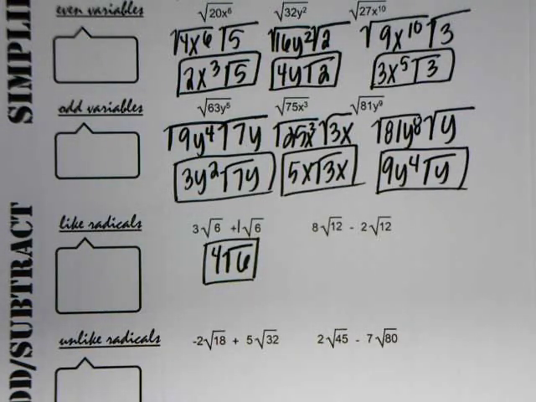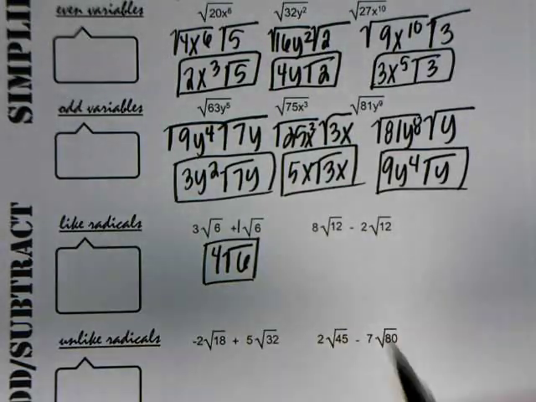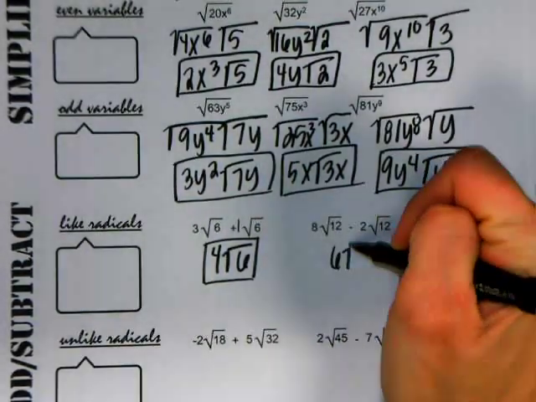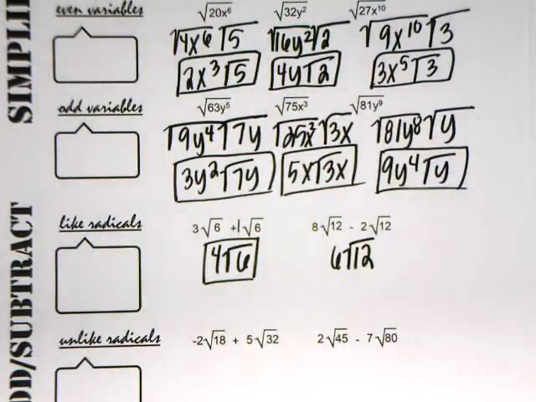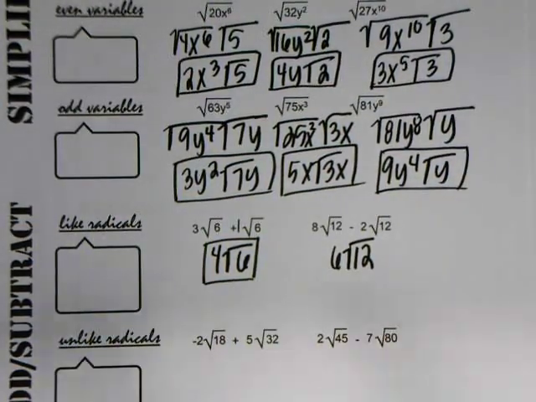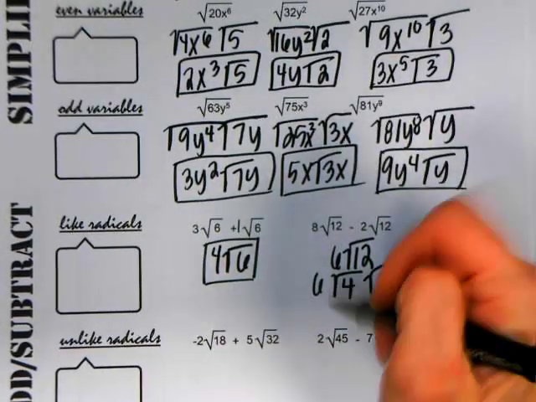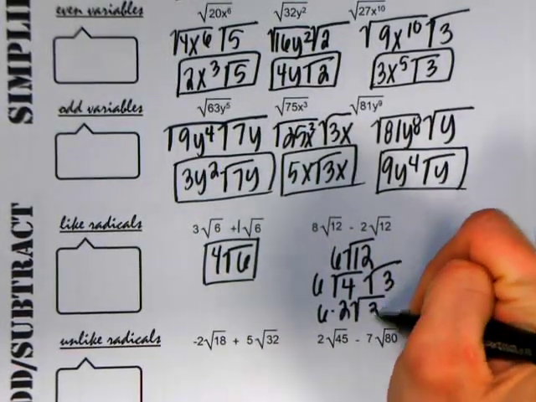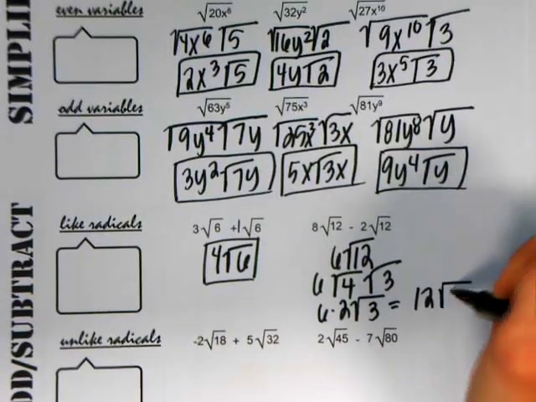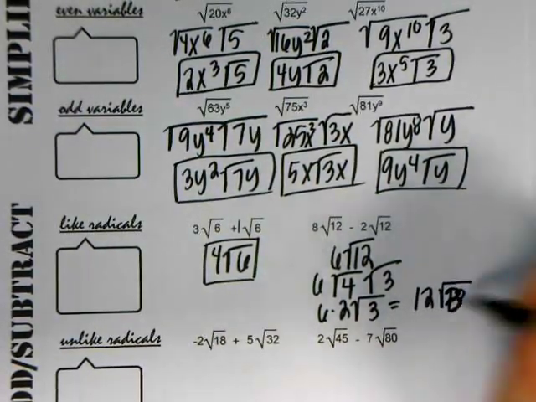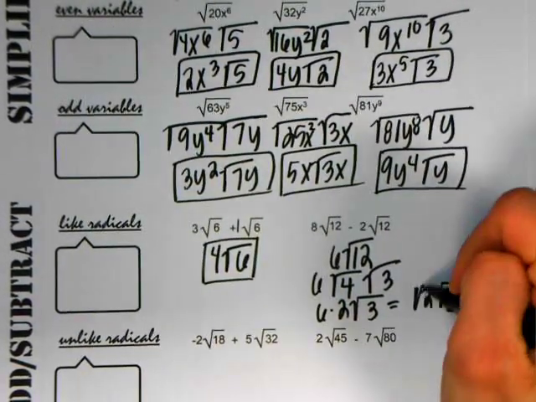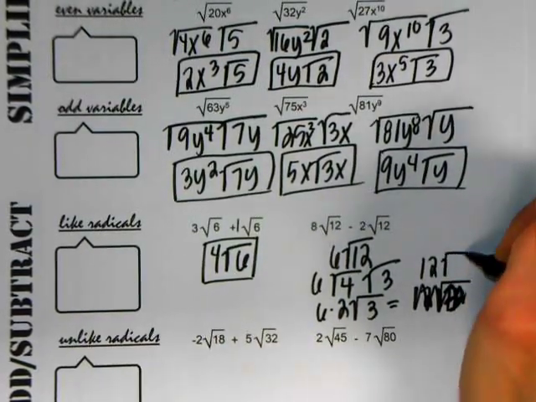All right, 8 radical 12 minus 2 radical 12. So same radical, we can combine those. 8 minus 2 is 6, so 6 radical 12. But always check to see if you can simplify. We can. 12 is 4 times 3, which is 2 radical 3, so you get 12 radical 3.